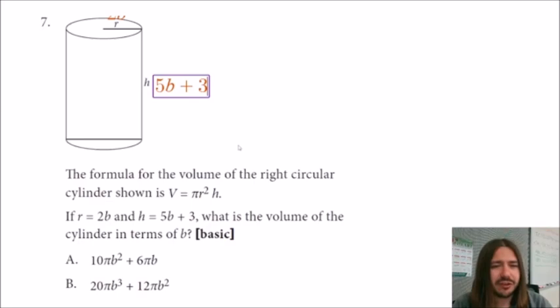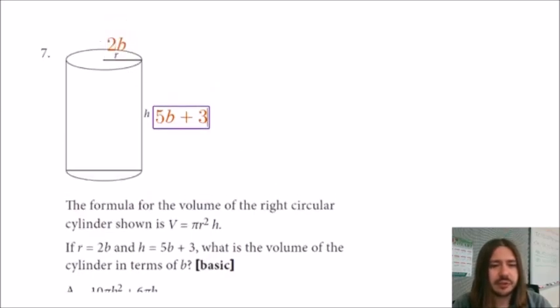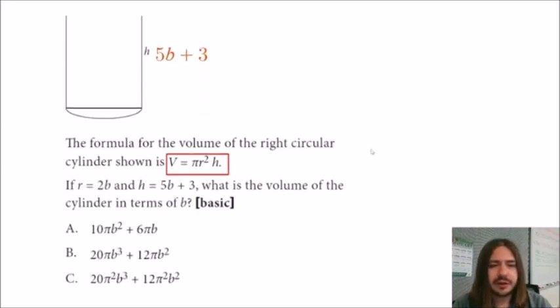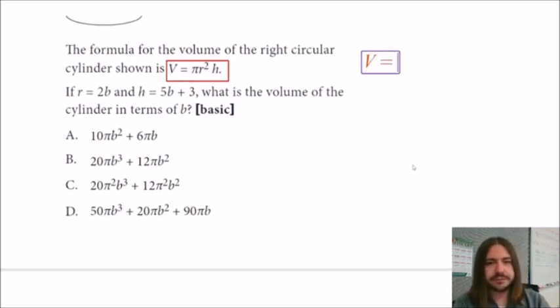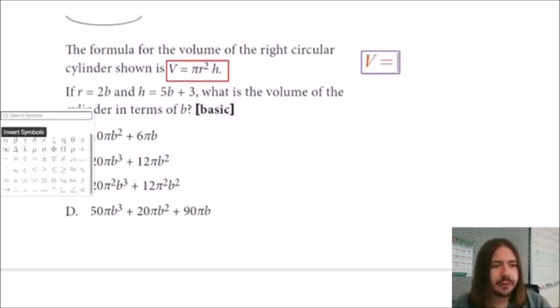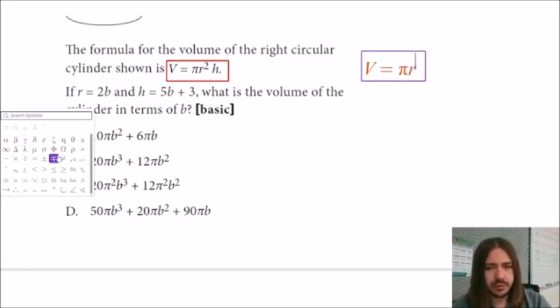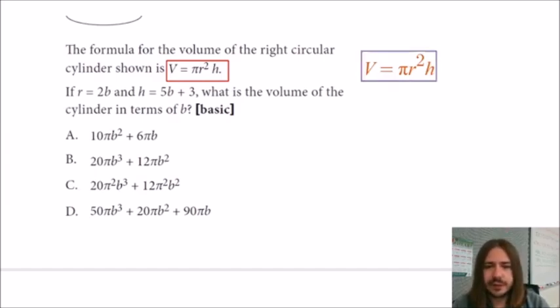So really, this is just going to be a matter of us substituting these two expressions into the volume formula and then probably simplifying. So let's start here, and we'll say that volume is pi r squared h, okay, times the height. So pi times the radius squared times the height. And let's go ahead and substitute in our expressions in terms of b.